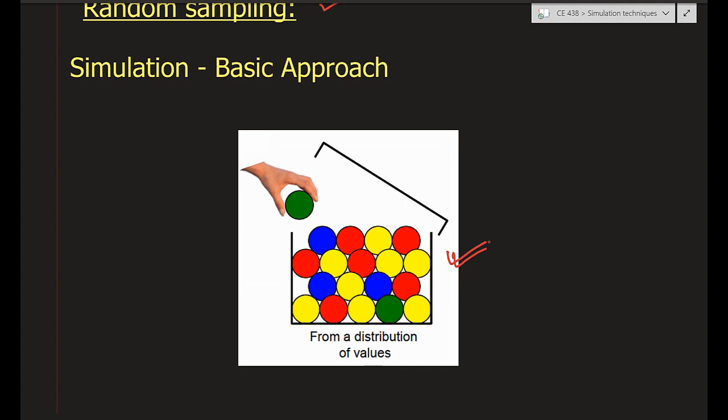We have to choose a number from a group of numbers, and this number should not be influenced by the other numbers. So my trial should be independent, and this should come from the distribution from which I am trying to get this number. This is the idea of any kind of random sampling. We'll come to this and discuss random sampling in detail.